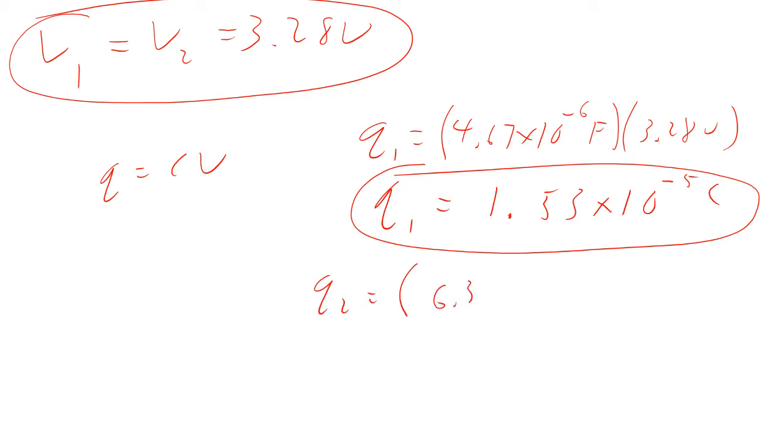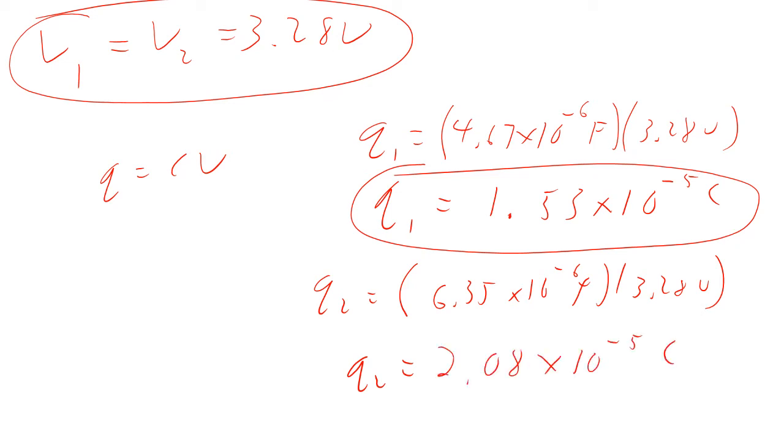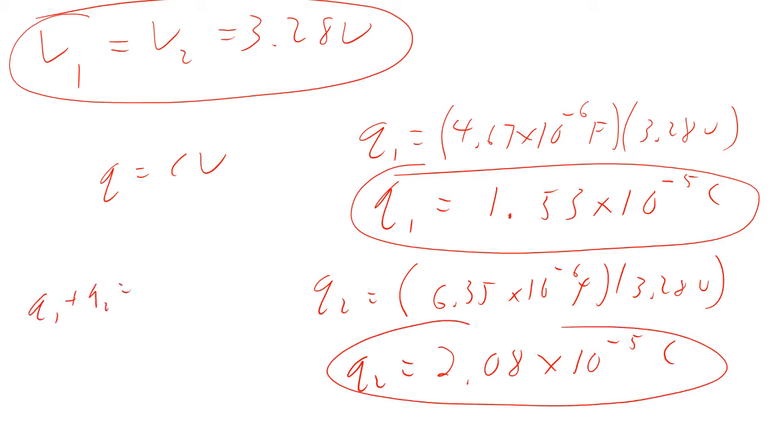Q2 is going to be 6.35 times 10 to the minus 6 farads times 3.28 volts. So Q2 is no longer 0. It's going to be 2.08 times 10 to the minus 5th coulombs. Now, what is Q1 plus Q2? That's going to be 3.61 times 10 to the minus 5th coulombs. And that is within rounding error of the 3.62 that we expected it to be. So that means that we probably did this correct.